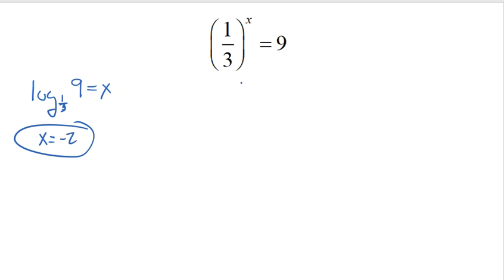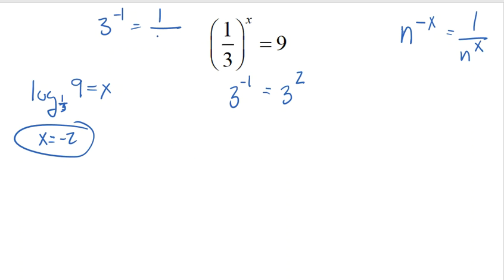Or you could have done this. You could have said, all right, I know 9 is 3 squared. And then if you're really smart, you could say, I know 1/3 is 3 to the -1. What? Yeah. Remember, negative exponents don't make you bigger, and they don't make you negative. Negative exponents make you smaller. A negative exponent just makes you a fraction, where you go to the denominator with the positive exponent. So 3 to the -1 simply tells me to put 3 to the 1 in the denominator, and I know 3 to the 1 is 3, so that is 1/3.